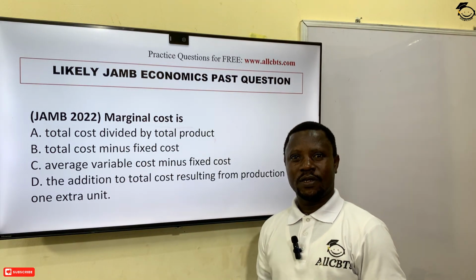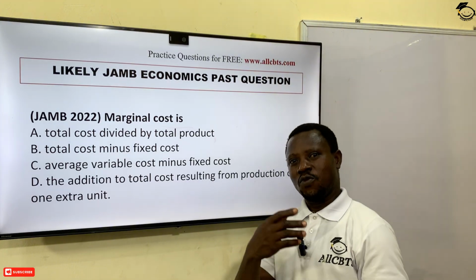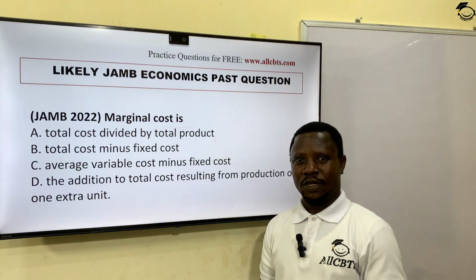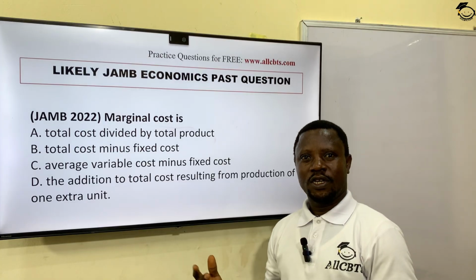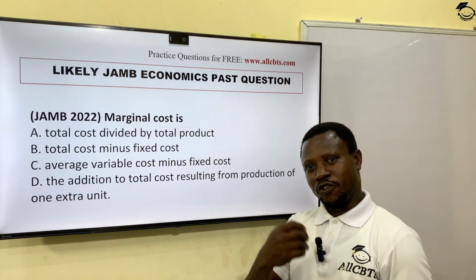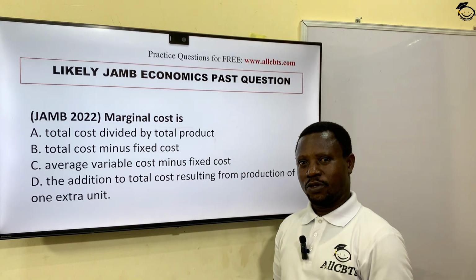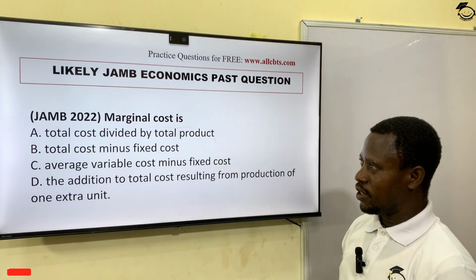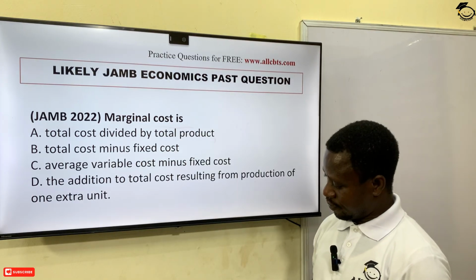The word marginal means extra, one extra, the additional made. So it could be marginal cost, it could also be marginal revenue. So this time we are talking about cost, which means whatever you spend on the extra you added to your total production. Option D is the correct answer.